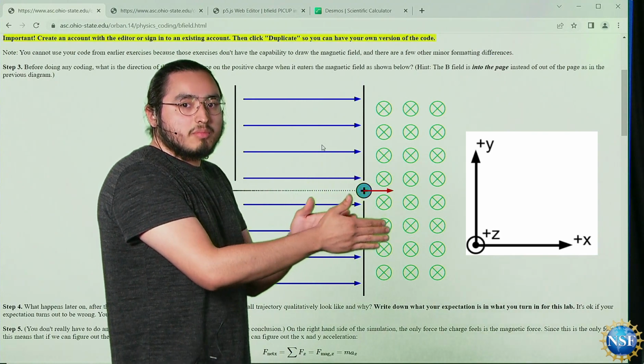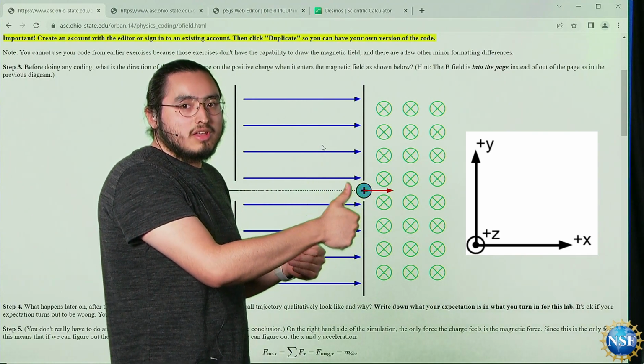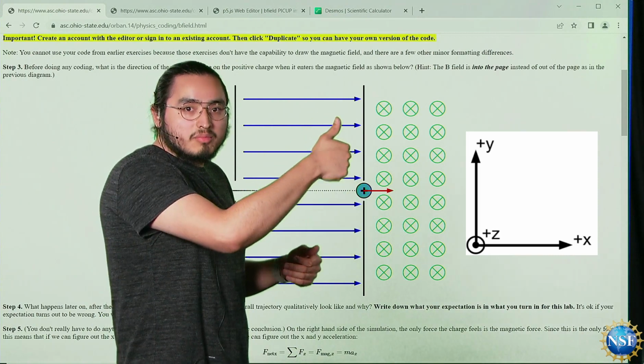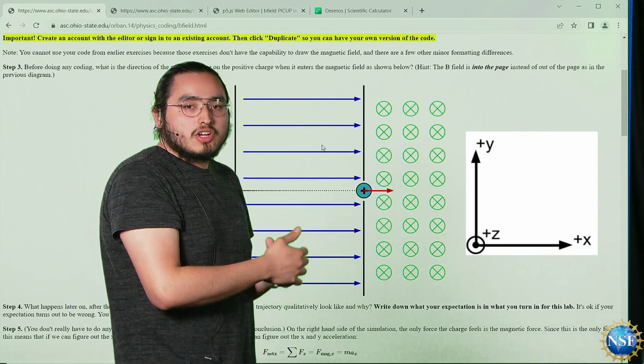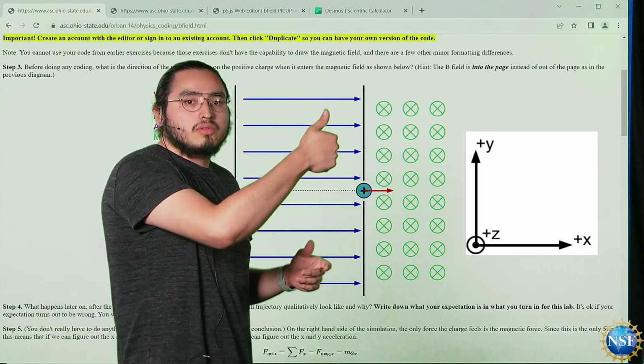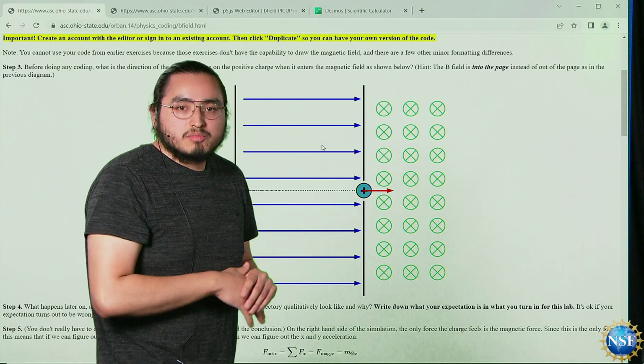Each boom, it's like the palm of your hand is into the page, so we're good. And then it needs to go up. So our V cross B value is positive, needs to go up, and then the charge is also positive, so it stays up. So both of these rules work.